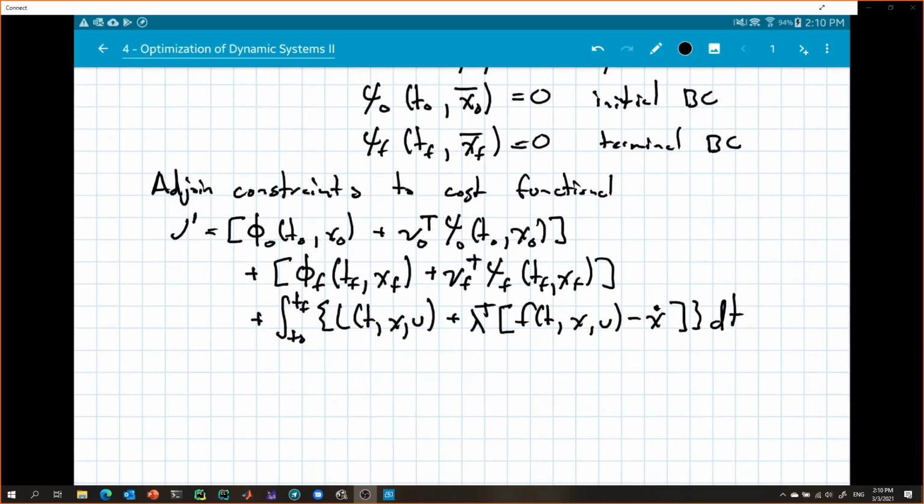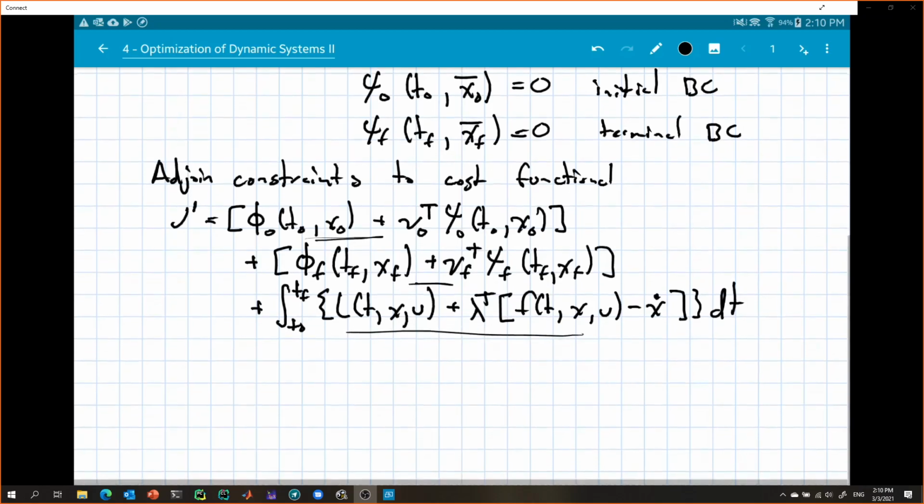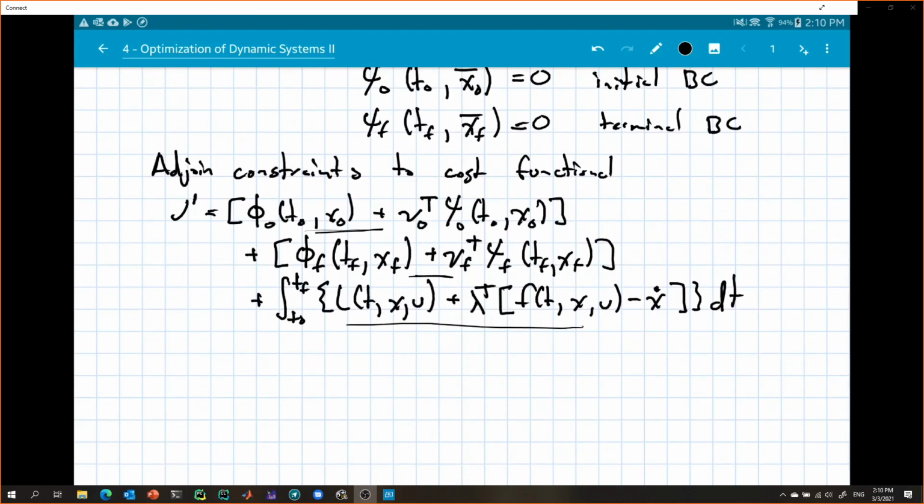As we continue with this, it's helpful to think: this first term here is everything on the initial boundary. The second term is everything on the final boundary. And this is everything that happens in the middle. When you start dealing with path constraints, the same kind of thought applies. If you want to adjoin equality path constraints like we did last week, you would do it to the path part. It's a helpful way to think: where the constraint applies, that's where it gets adjoined.